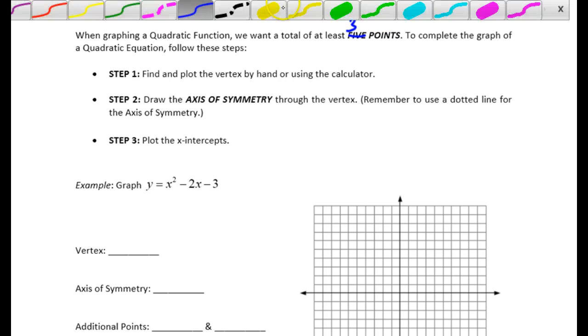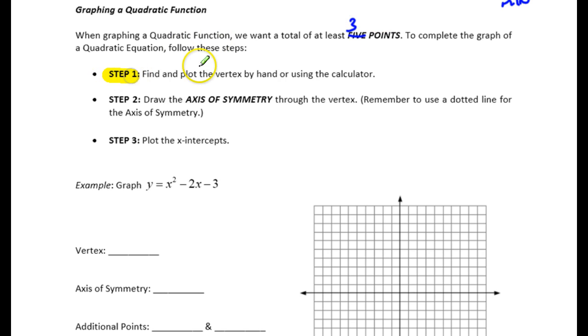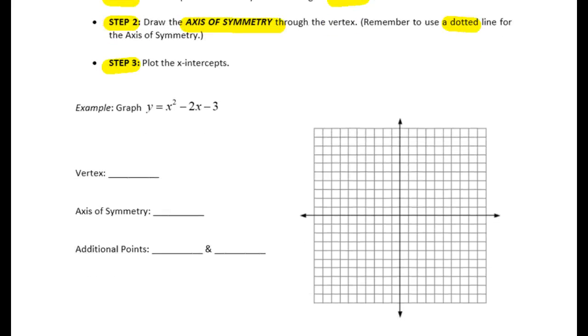Okay? So, step 1. Find and plot the vertex. And it says by hand using the calculator. We are using the calculator. Step 2, this is one little new thing, but it's pretty easy. It's drawing the axis of symmetry. Okay, and to use a dotted line, and I'll show you what that is in a minute. And then step 3, plot the x-intercepts. Okay, so we're just going to put everything in this podcast and the last podcast together.